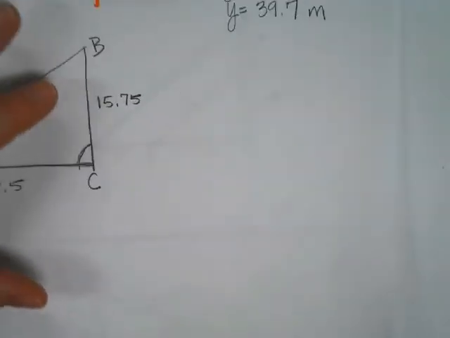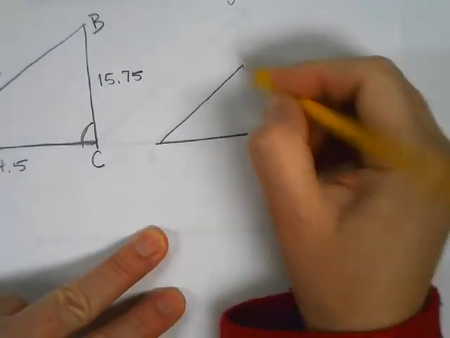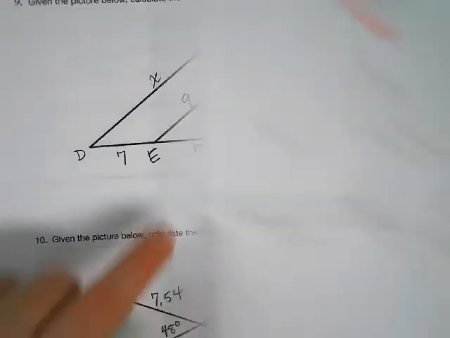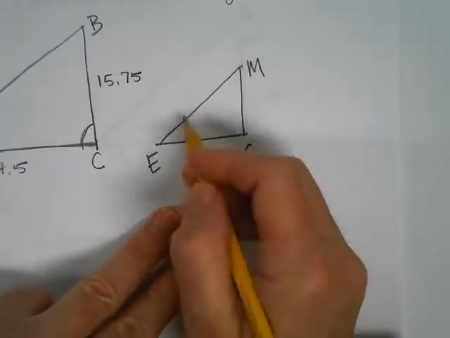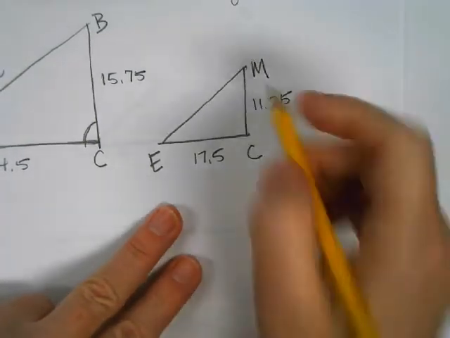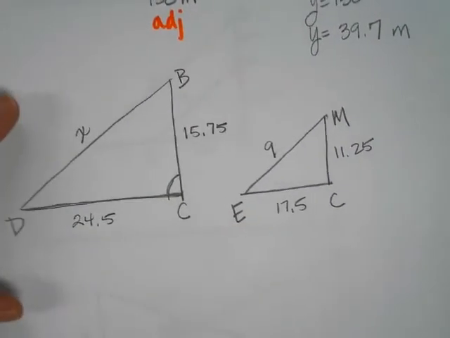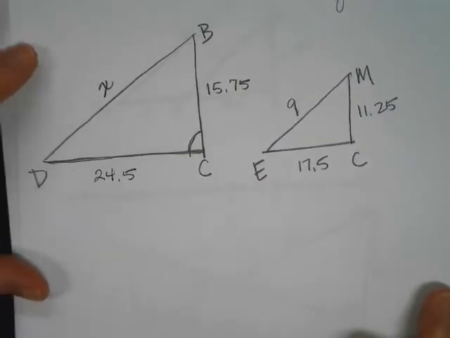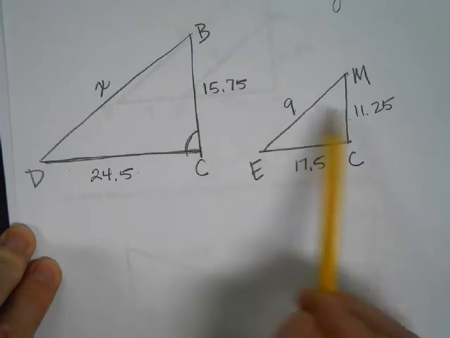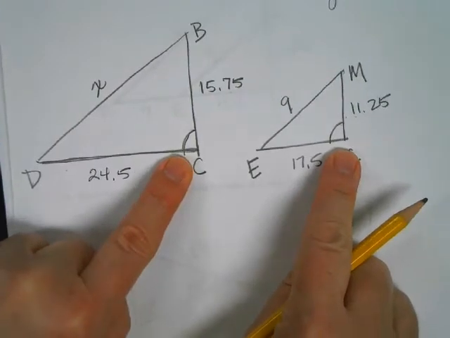Now, draw the other triangle separate from triangle DBC. Okay, EC is 17.5. MC is 11.25, and ME is 9. So you want to draw your triangles separately, and in order to know what x is, we need to know how these triangles are related. Well, I'm going to look and see if the sides are in proportion. That include, let's mark this angle C. So this angle is shared by both triangles.